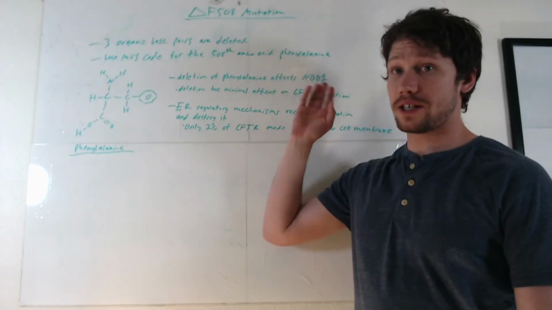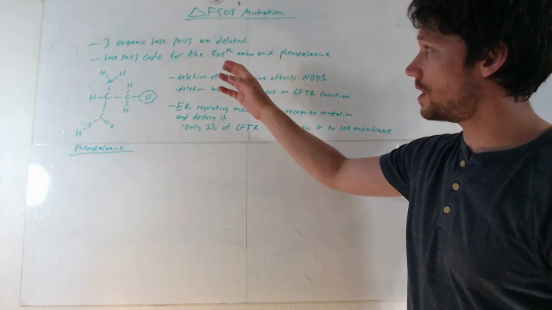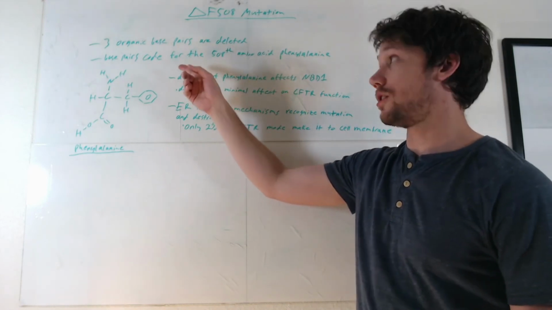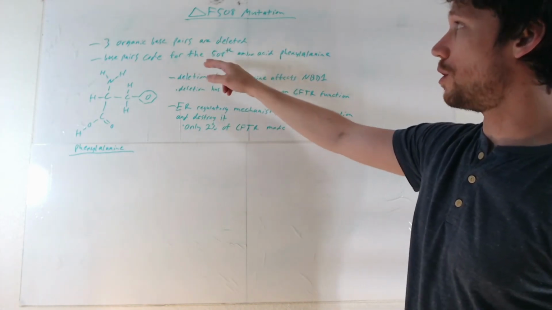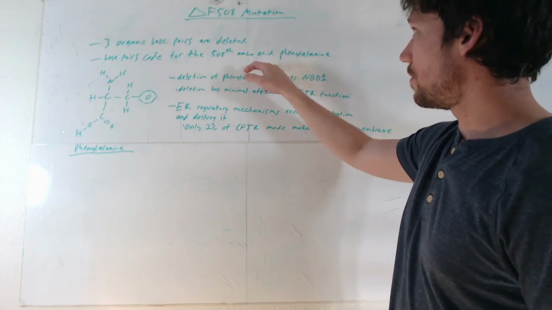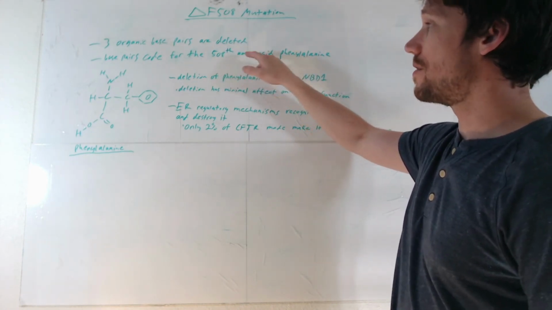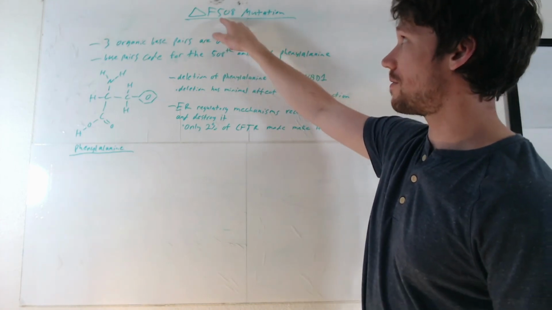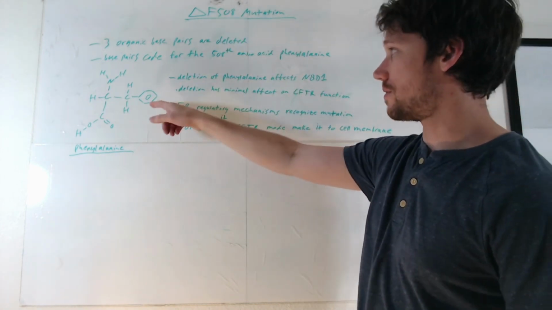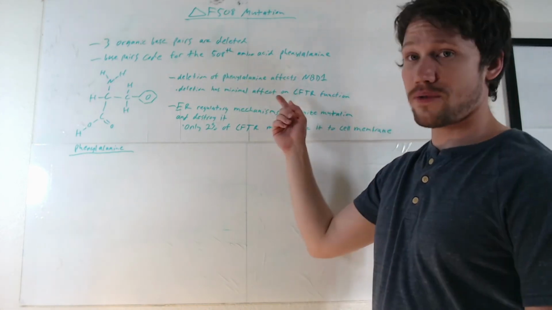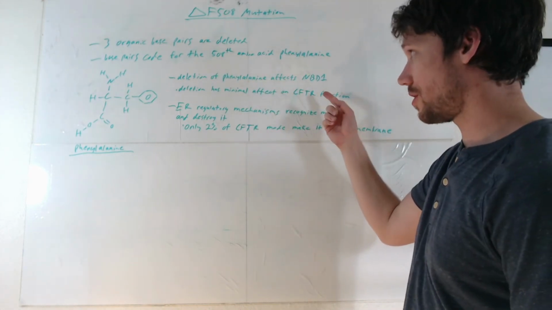Okay, before we move on, I'd like to talk a little bit about the delta F508 mutation. Now, this mutation is a deletion mutation, which specifically removes 3 base pairs from the CFTR gene. These base pairs code for the phenylalanine amino acid at the 508th position of the CFTR protein. That's the F508, right? Phenylalanine over there. The deletion of phenylalanine affects the NBD1 structure.